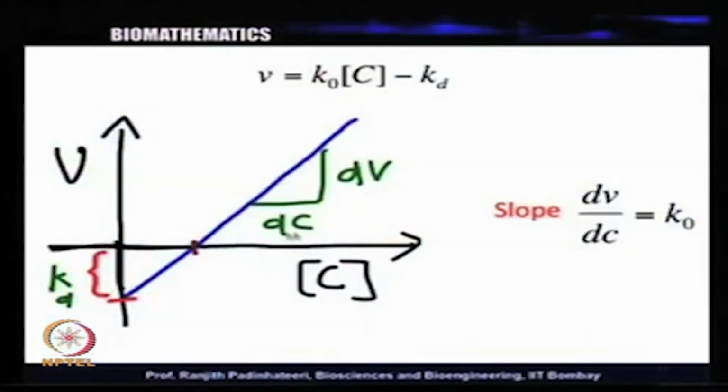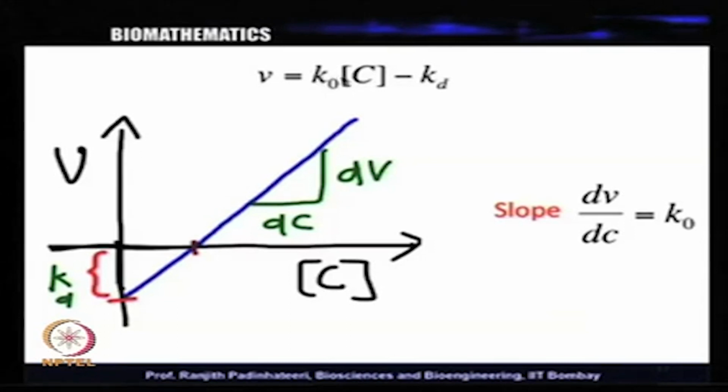If they get such a curve, from this we know that the slope of such a curve, because slope is dV by dC, is the change in velocity when you change the concentration by some amount. So, dV by dC will give you k0, which is the intrinsic rate of polymerization. K0 is the intrinsic rate of polymerization, and when you multiply it with the concentration, you get Kp, the rate of polymerization.